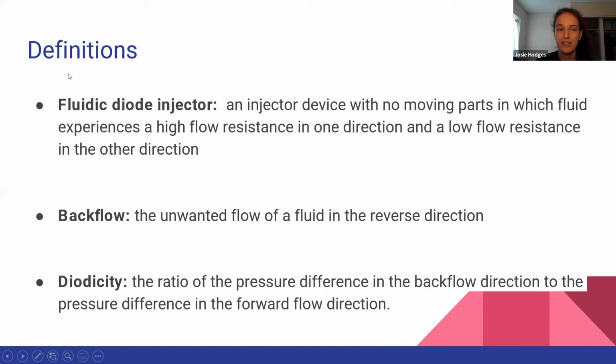So just some definitions that might be helpful for understanding what my project was. A fluidic diode injector is an injector device with no moving parts. The idea is that it experiences high flow resistance in one direction and low flow resistance in the other. Backflow is the unwanted fluid in the reverse direction, and this is what I was trying to reduce in my injectors.